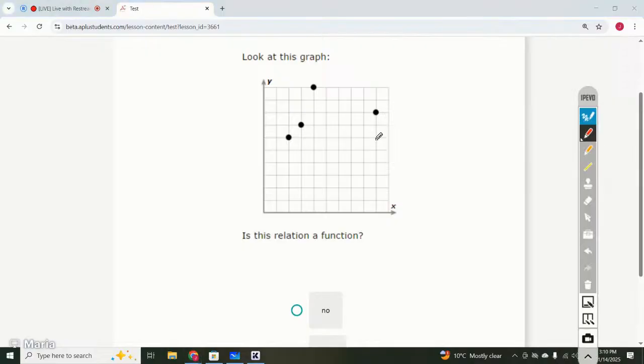Look at this graph. For each value of x, we have only one value of y. So the correct option is yes, this relation is a function. Yes, it is a function. The correct option is yes. Option number 2 is the correct option.